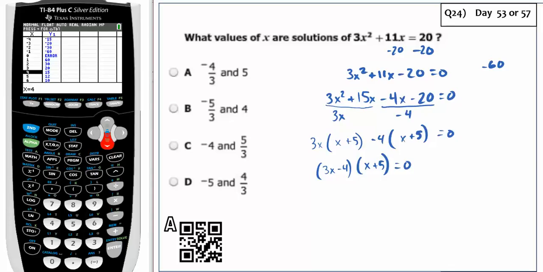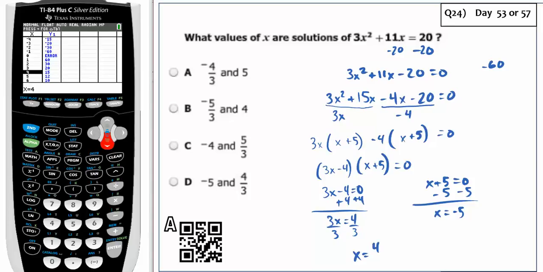So now, here's the zero product property. If this whole thing is equal to 0, then this must equal 0, 3x minus 4, or this must equal 0. I'm going to do the second one first. X plus 5 equals 0. Subtract 5 from both sides. I get x equals negative 5. Okay, and then I'm going to come over here, and I'm going to do 3x minus 4 equals 0. Add 4 to both sides. Get 3x equals 4. Divide by 3, and I get x equals 4/3.